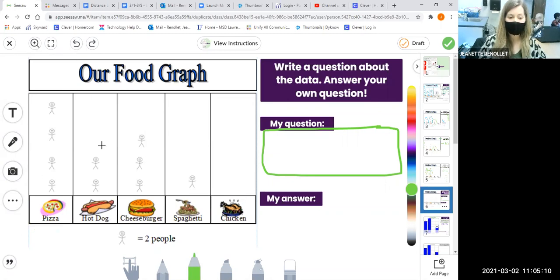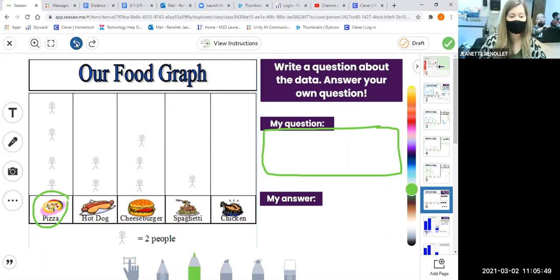Who thought of a different question you could ask about this graph? What could you ask about this graph? Somebody different than Day. Ashley, go ahead. How many people like pizza and hot dogs? Okay, Ashley thought of how many people like pizza or hot dogs. Notice she's using our question words, how many, and she's using categories from the graph.